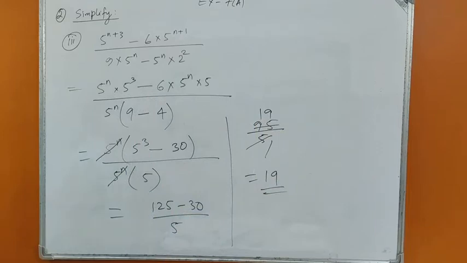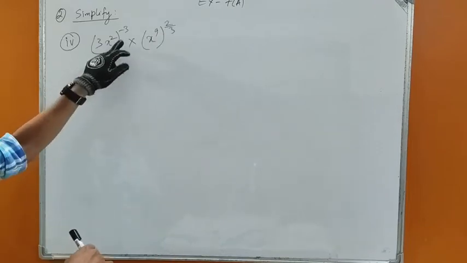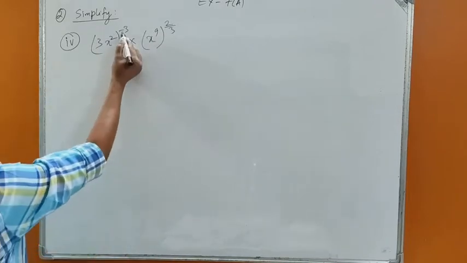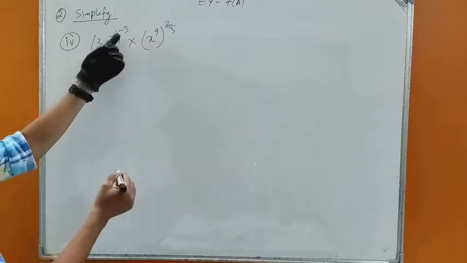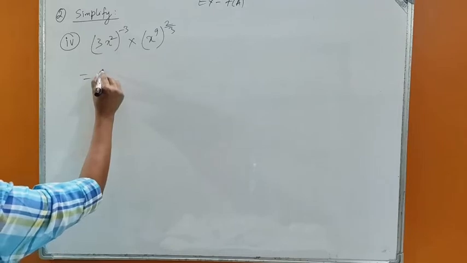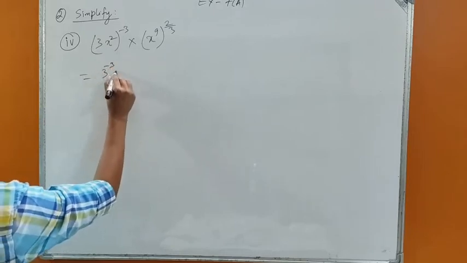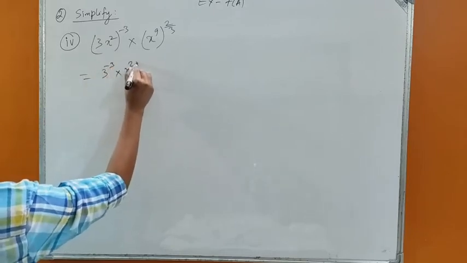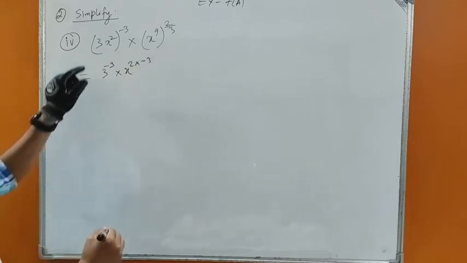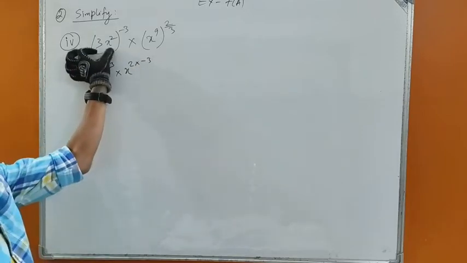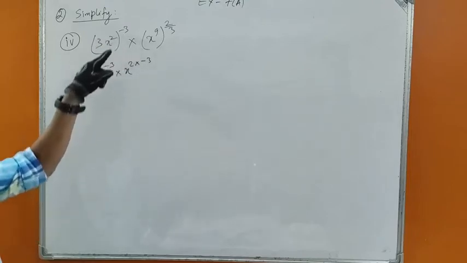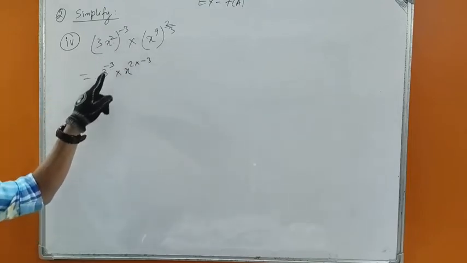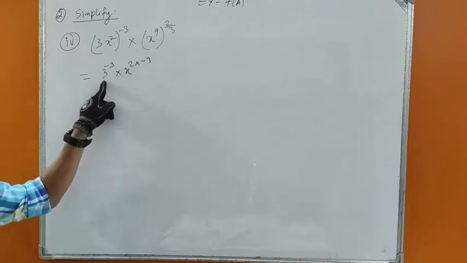Question number 3 of 2. 3x square whole to the power minus 3, isn't it? This minus 3 power is for both the numbers 3 and x square. So let's put this minus 3 individually. So this becomes 3 to the power minus 3 into x square to the power minus 3. Actually 3 and x square both were within the bracket and minus 3 is outside the bracket. This means minus 3 is for both the numbers. So I am just putting this minus 3 power individually.